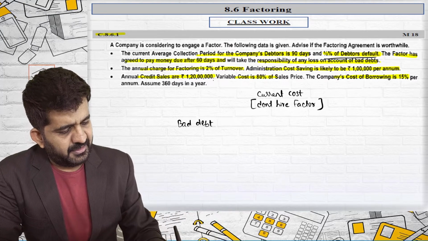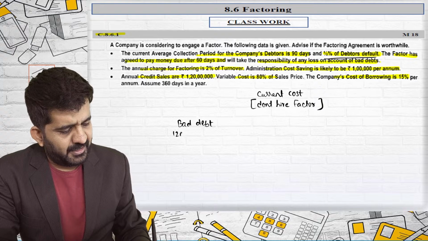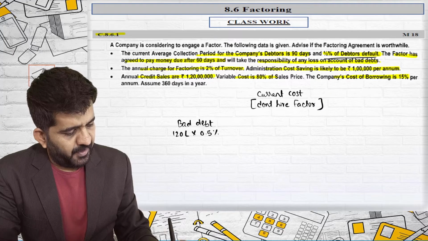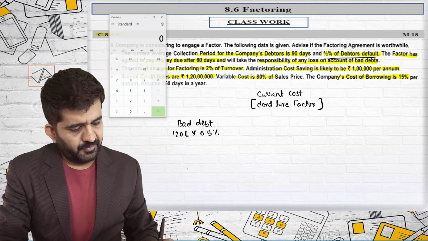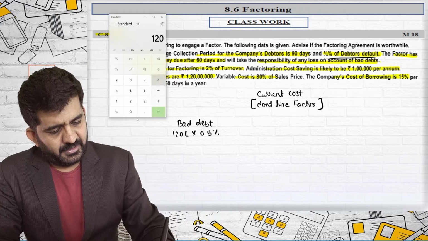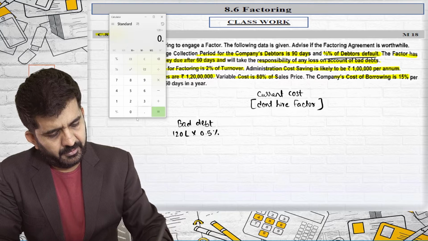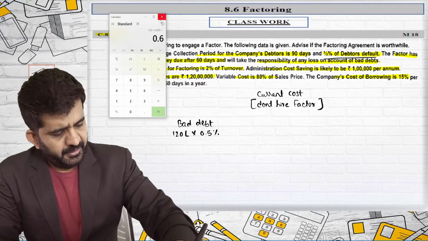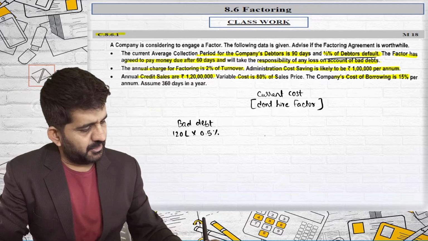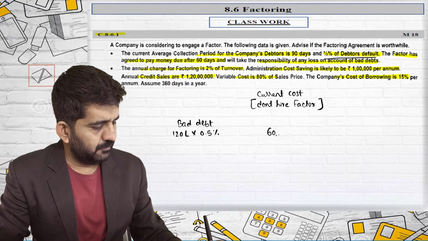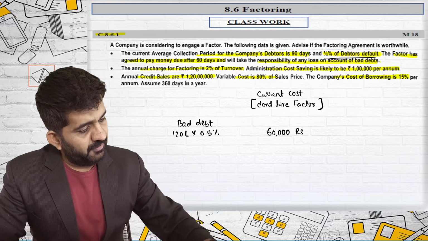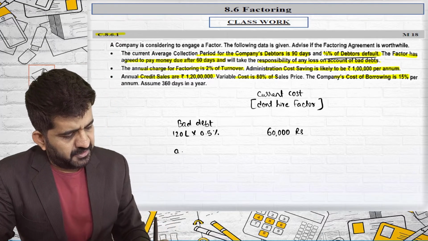Annual credit sales is 1 crore 20 lakhs, that is 120 lakhs into 0.5, that is 60 lakhs, that is 60,000. I will also be incurring administrative expenses of 1 lakh.